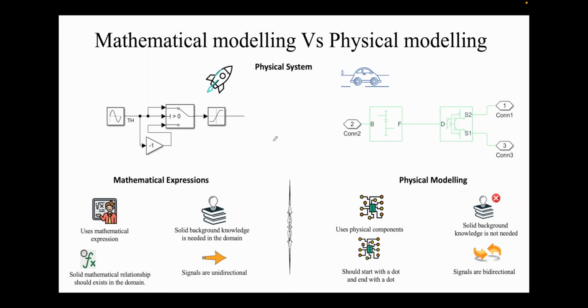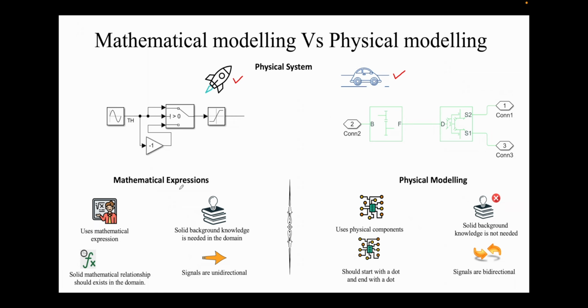In this particular video, we will be looking into the two aspects of Simulink which we usually see while designing any Simulink model. As you can see on the screen, you have a system. Either you want to create a rocket related model, or a vehicle related model. Both of these are physical systems. To model those systems, you can follow basically two approaches.